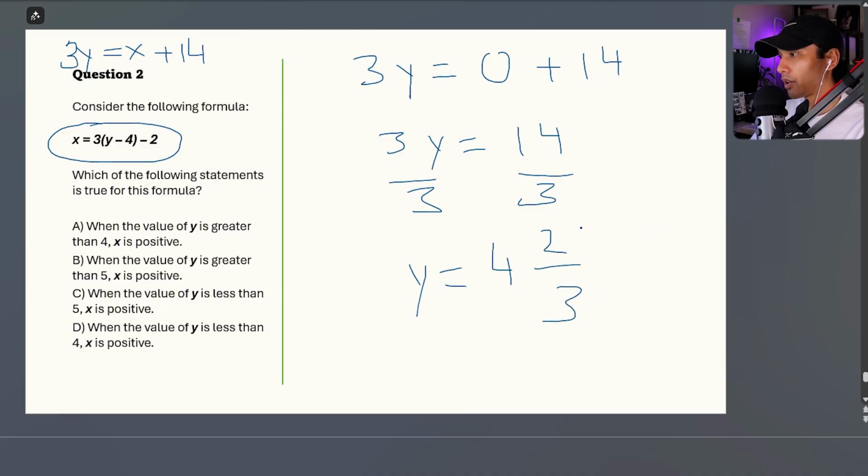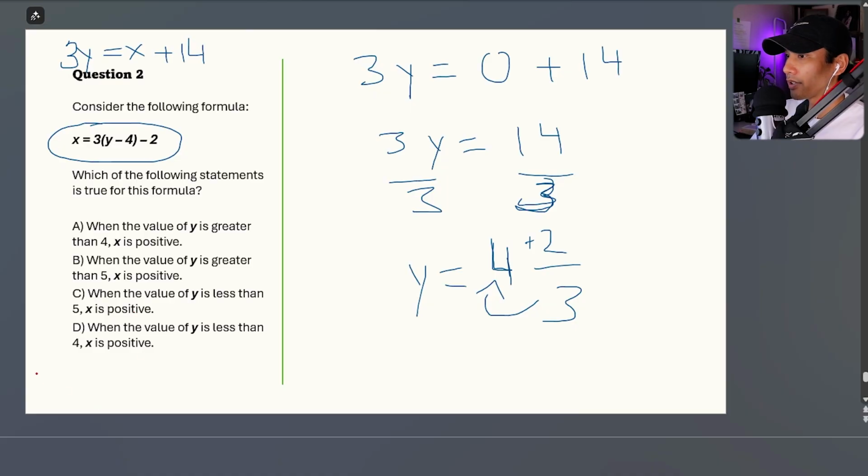If we want to rewrite this as an improper fraction, we would multiply 3 times 4 plus 2. So I'm going to rewrite it again. That equals 12 plus 2 equals 14 over 3. Okay, good. That was a refresher for even me.